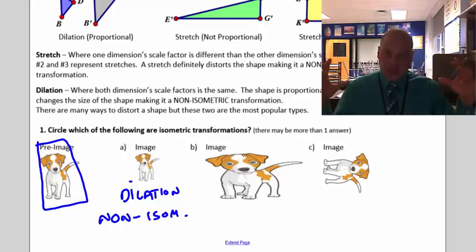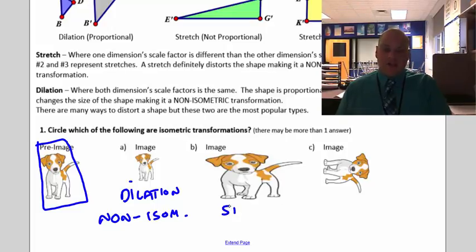The doggy stretched. The picture stretched. Again, it's a stretch. So it is non-isometric, non-rigid. We're not going to circle it.